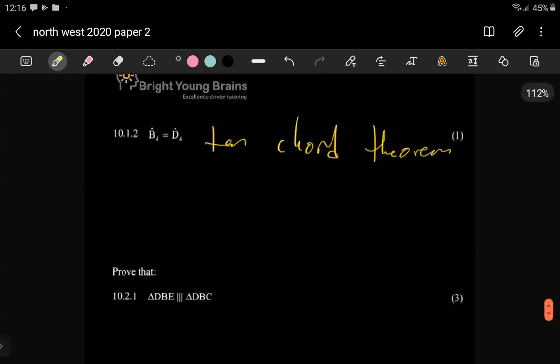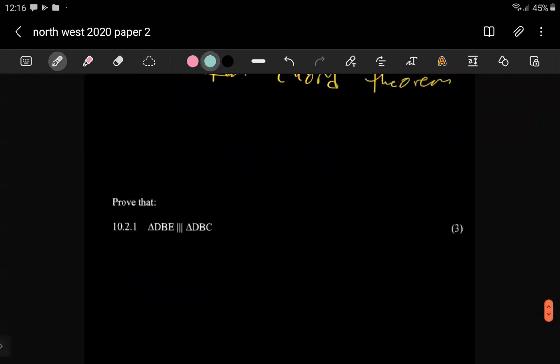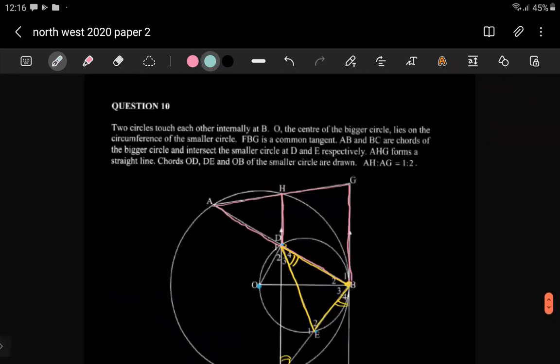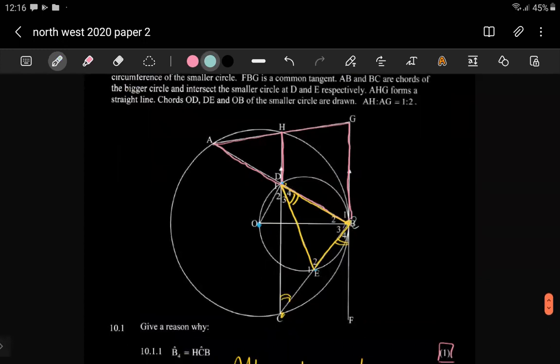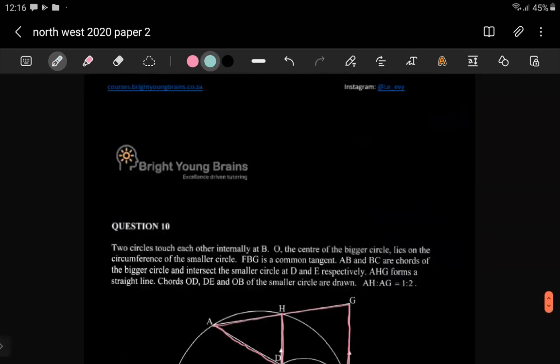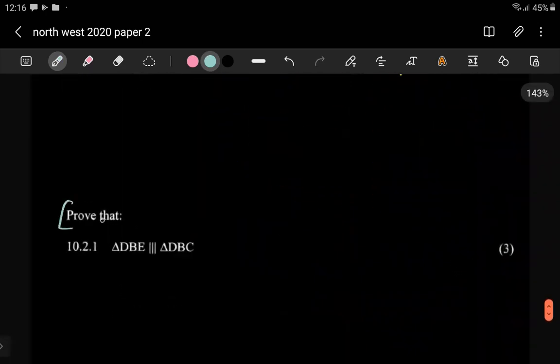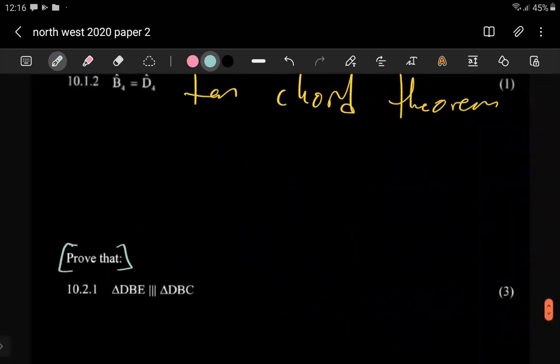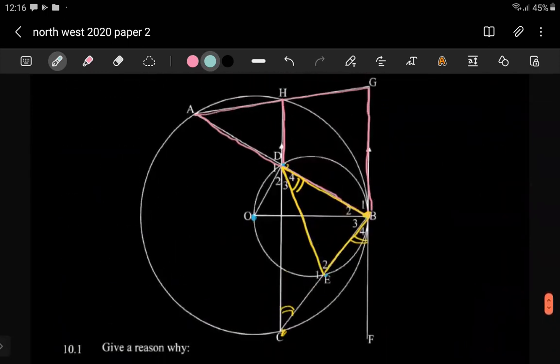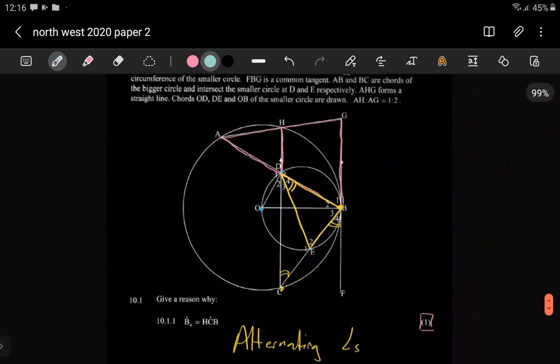For 3 marks, they're asking us to prove similarity. DBE. Where is DBE? Department of Basic Education. Where is it? I don't know. Somewhere in Gauteng, maybe. Is it? I don't know. Maybe it's in Cape Town. Okay, KZN. But I think it's in Gauteng. Their HQ. Never mind.